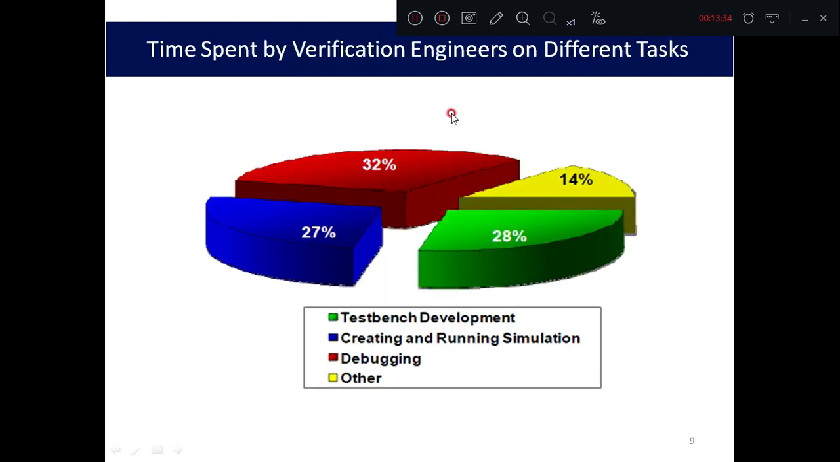Now, time spent by verification engineers on different tasks. There are various tasks to be performed by verification engineers: test bench development, creating and running simulation, debugging, and some other activities. 28% is for test bench development, 27% is for creating and running the simulation, 32% is for debugging, and 14% is for other activities. This is all the effort spent by verification engineers on the different tasks.